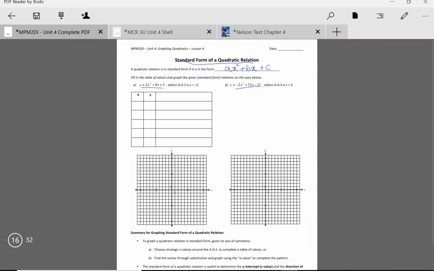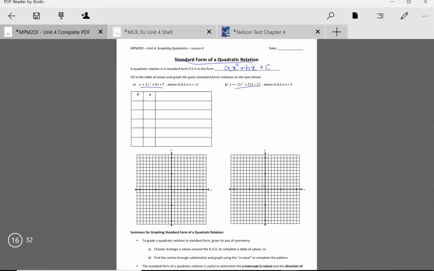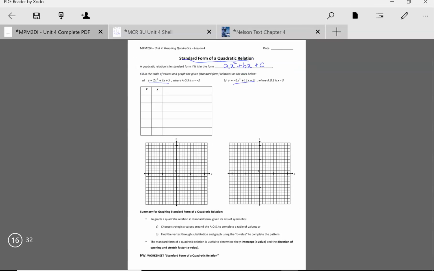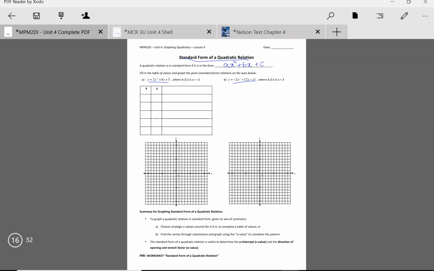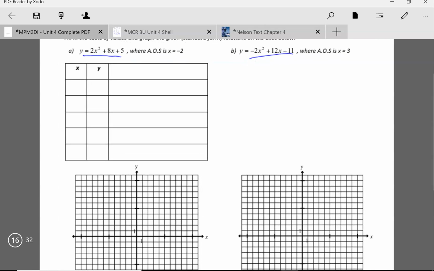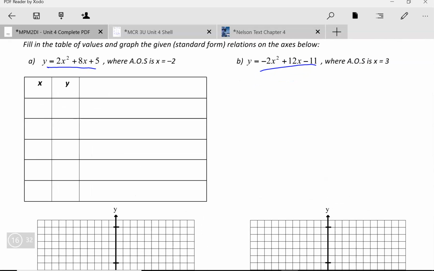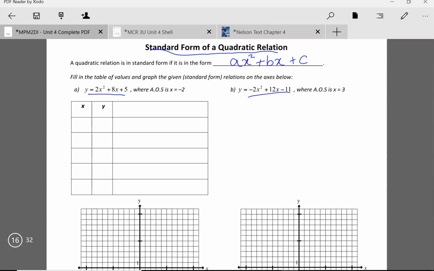But again, the standard form is by far the most useless form, as in it does give you a bit of information, but not a lot of information about the parabola. It is useful in the sense that it's the form that parabolas are most often given in, and so you will have to know how to convert the standard form into either a vertex form or a factored form we'll talk about later, but you might have to convert it into a vertex form. But for now, we're just going to talk about, okay, fill in the table of values given these two forms.